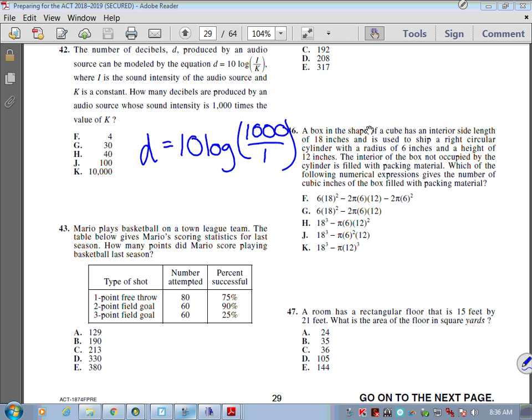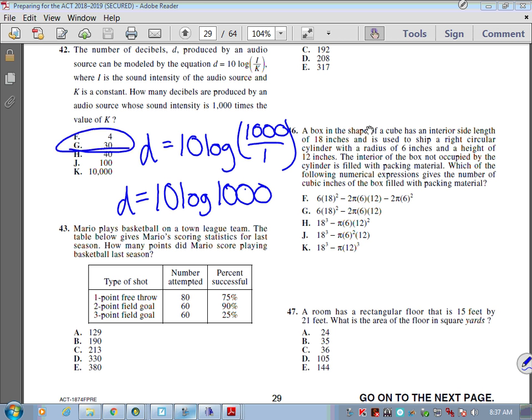Well, can I simplify 1,000 over 1 to just be 1,000? Okay? So all I have to do with my calculator is do 10 log 1,000, because the base is automatically going to be 10 because there's nothing there. So let's just do 10 log 1,000. What do you get? You get 30.